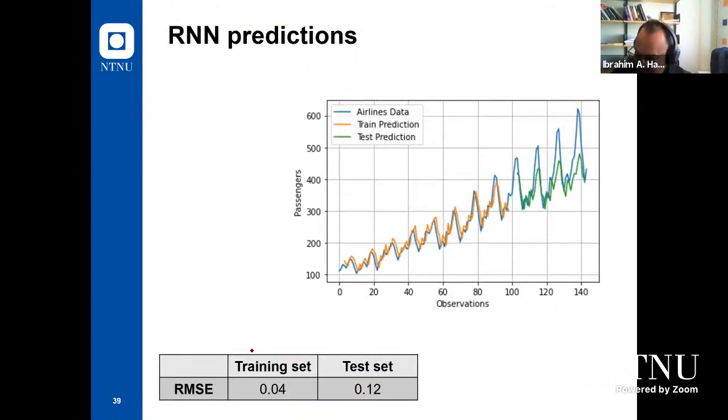Yes. So it's the same also. We divide the data into one part for training, one part for testing. So we keep the order, because if we shuffle, we will destroy the time dependencies. So we will use this one for training, this one for prediction. So this is the training root mean square error for the training set and for the testing set.